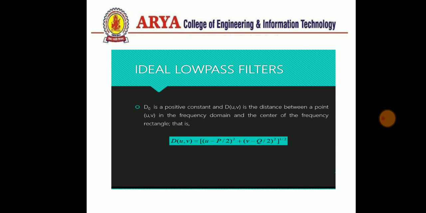So u and v are the coordinate values on which the pixels of the image are plotted, and P and Q are some integer values which we use to perform this mathematical task. When we calculate the distance D(u,v), we just use this value in our previous formula and apply the ideal low pass filtering on the blurred image.